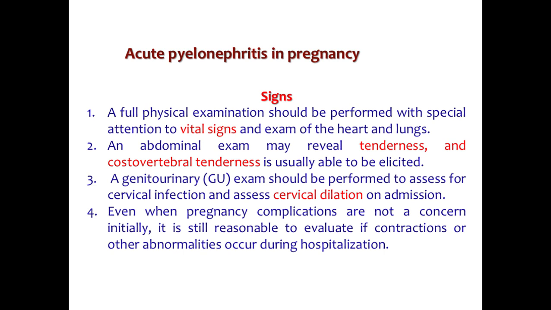Even when pregnancy complications are not a concern initially, it's still reasonable to evaluate contractions or other abnormalities that occur during hospitalization. Why? Because usually urinary tract infection causes irritation of the uterine muscle and uterine contraction, and maybe the occurrence of preterm labor.